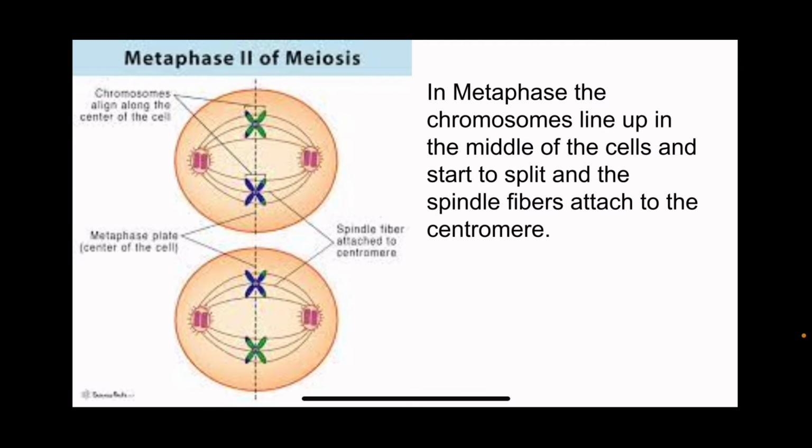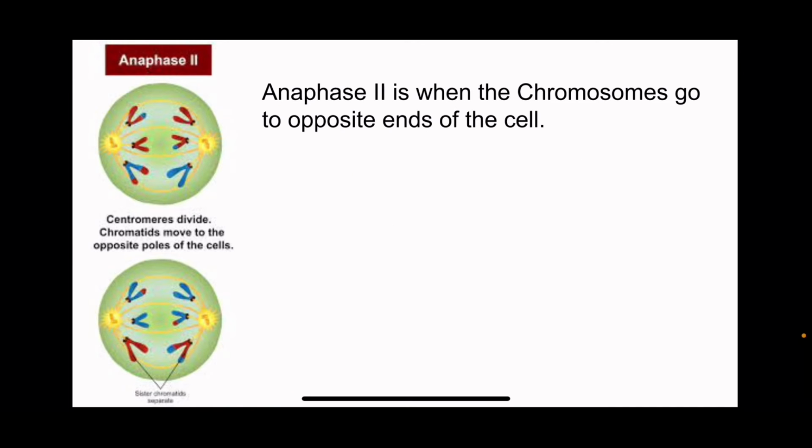Metaphase 2 of meiosis. In metaphase 2, the chromosomes line up in the middle in the cells and start to split, and the spindle fibers attach to the centromere. So this is very similar to the other stuff, but see how they're different now? They're the same, but they're different. They're not homologous. Anaphase 2 is when the chromosomes go to the opposite ends of the cell. Like we already knew, the centromere divides, and chromatids move to opposite sides of the poles. So now we're starting to get our 4 different cells.